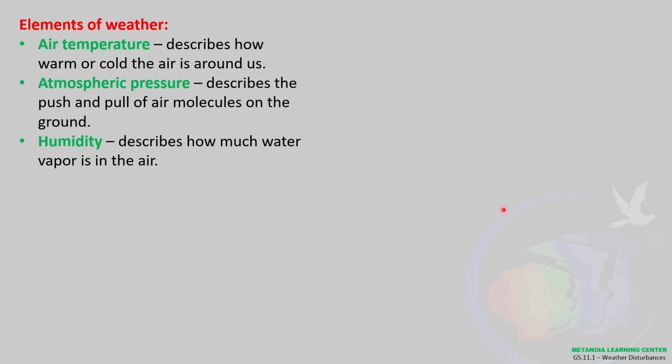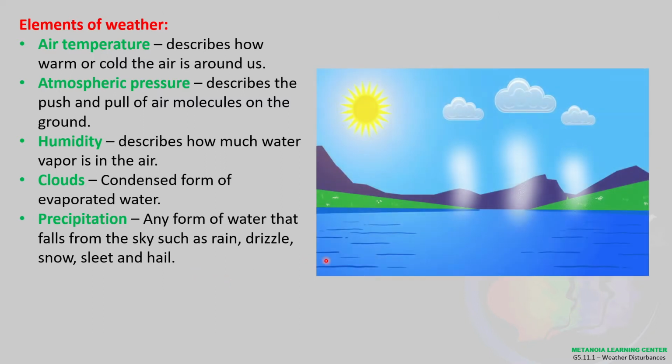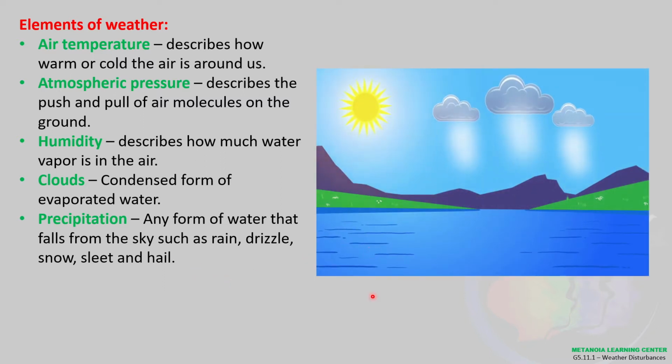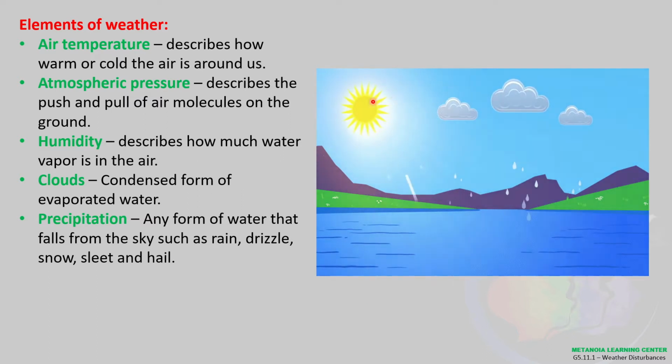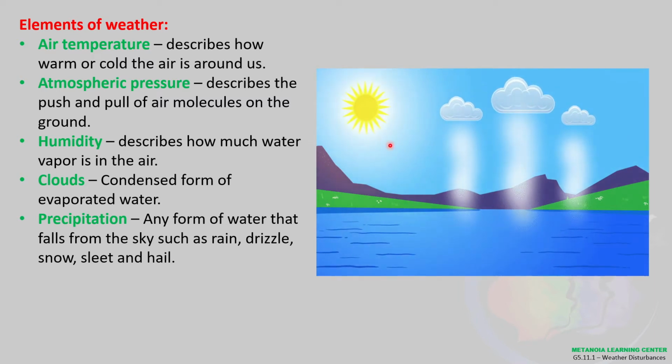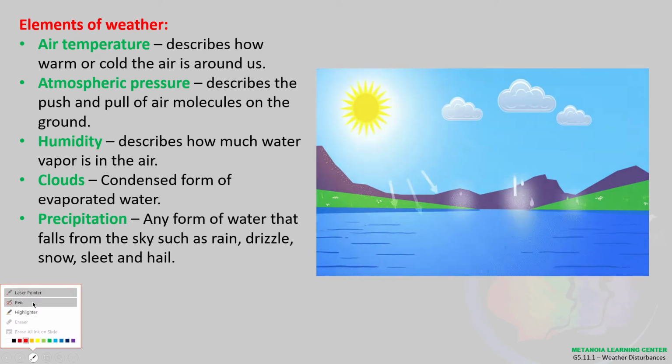Okay. Clouds, condensed form of evaporated water. And also precipitation, any form of water that falls from the sky such as rain, drizzle, snow, sleet, and hail. Okay, so i-explain ko lang yung clouds and precipitation at the same time. So if you are familiar with the water cycle, mapapansin niyo because of the heat of the sun, nagkakaroon tayo ng evaporation where water, liquid turns into gas and it will somehow slowly rise into the air.